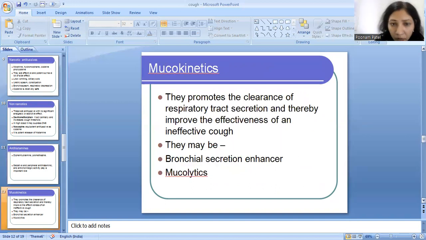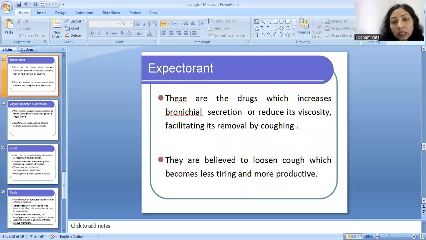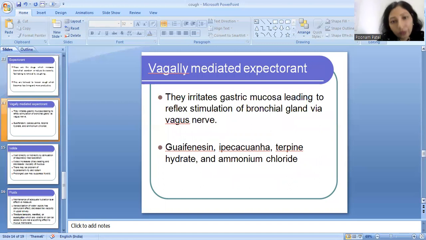Then come to mucokinetics. Mucokinetic agents are those agents which promote the clearance of respiratory tract secretion and thereby improve the effectiveness of an ineffective cough. They may be bronchial secretion enhancers, or we can say expectorants, or mucolytics. Expectorants are the drugs which increase bronchial secretion or reduce its viscosity, thus facilitating its removal by coughing. They are believed to loosen the cough, which becomes less tiring and more productive. They may be vagally mediated expectorants like guaifenesin, ipecacuanha, terpene hydrate, ammonium chloride. They irritate gastric mucosa, leading to reflex stimulation of bronchial glands by vagus nerve. Thus, the bronchial secretion is increased and easily can be removed.